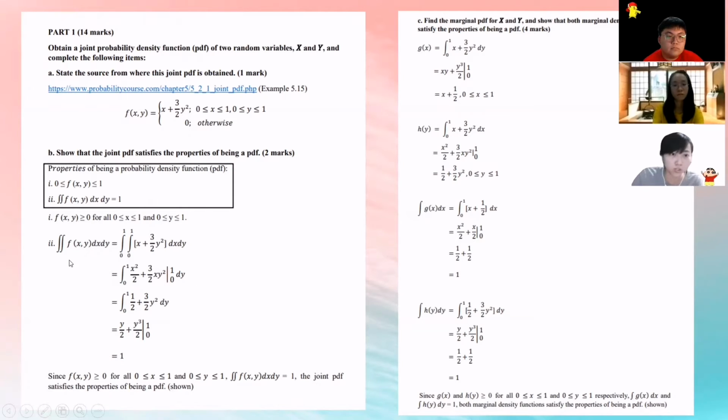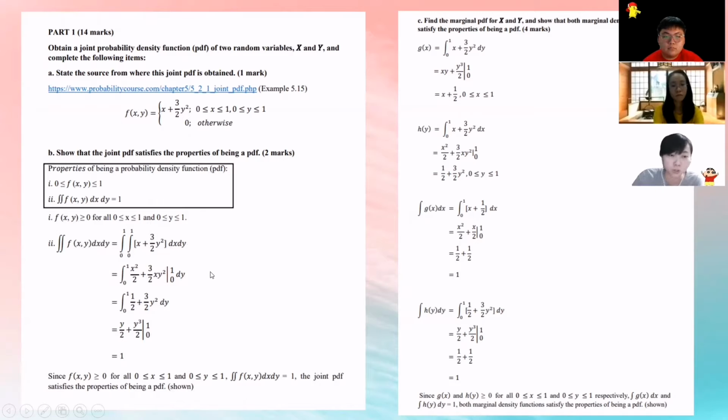And also when we integrate fxy with respect to x and y, or maybe we can also integrate fxy with respect to y and x, then we can get 1. So here we integrate with respect to x first, then we get x squared over 2 plus 3 over 2 xy squared. So we substitute the values 0 and 1: use the value of 1, then minus the value when x equals 0. Then we get 1 over 2 plus 3 over 2 y squared. And we integrate again with respect to y. So finally, we can get the answer 1.